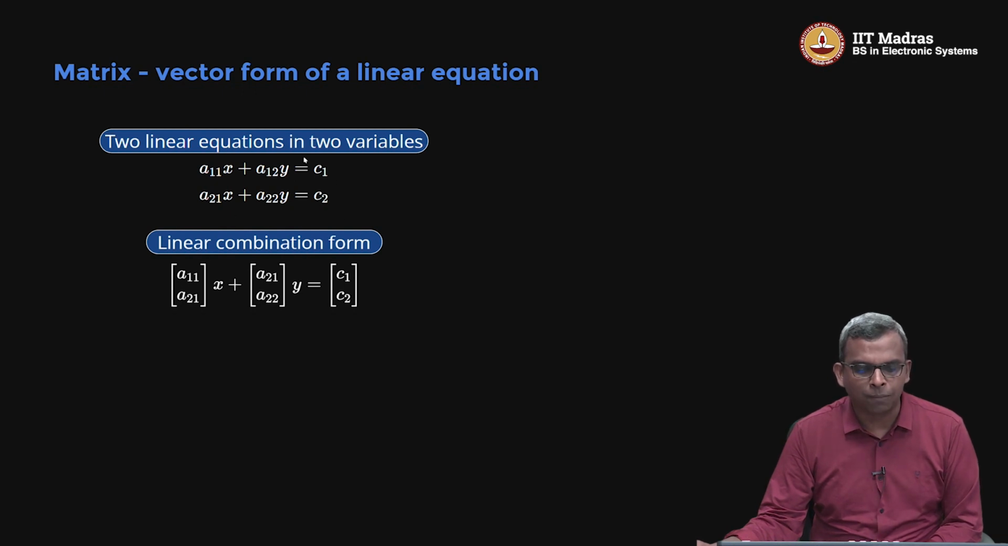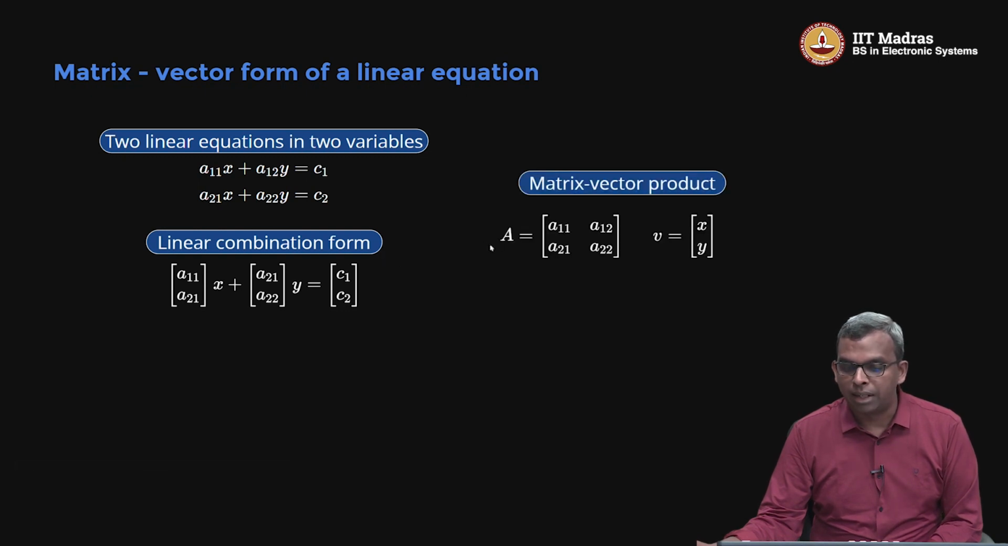Basically, we write this as a linear combination, one vector equation. 2 scalar equations become one vector equation: a linear combination of these 2 vectors, the 2 columns, so to speak, C1, C2, that is A11, A21 and A12, A22. So you can write this as a matrix vector product. You write this matrix out here and the vector out here and define the product A times V to be this linear combination.